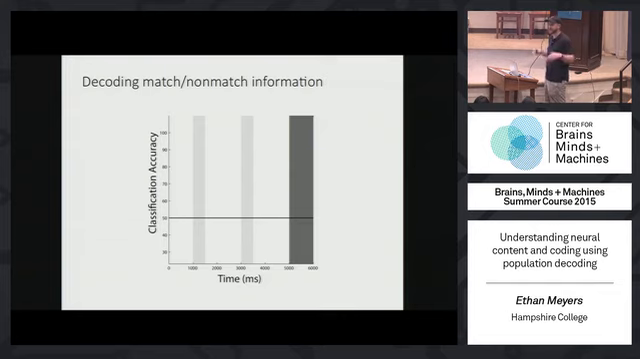OK, so let's make this interactive. How many people think there might be information about whether the two stimuli matched or did not match prior to the monkey doing the task?